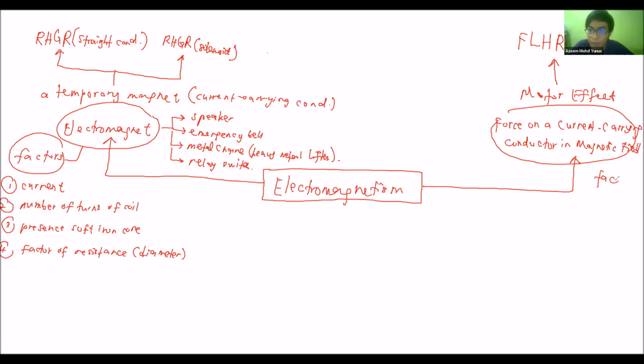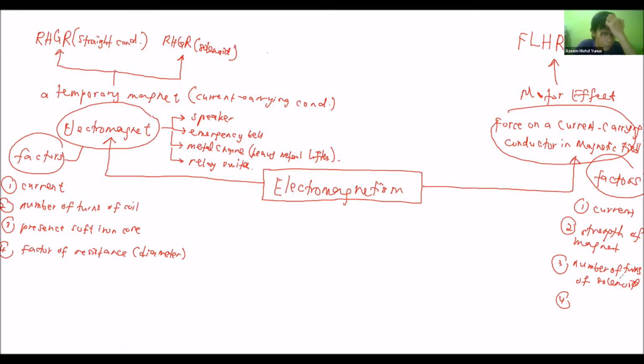Factors affecting the force. When we're using the Fleming left hand rule here, current is one of the things that we can change in order to produce the force. The other thing is magnetic strength. Number three, number of turns of the coil. The most important one here is the resistance factor of the wire.